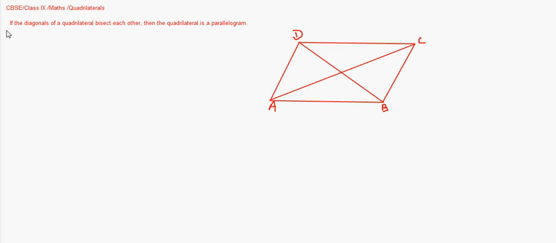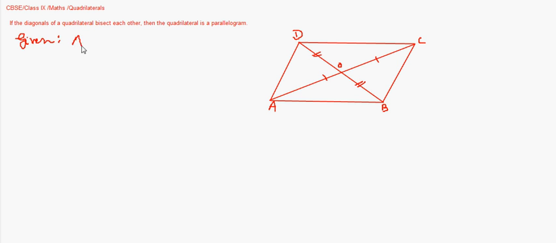It says the diagonals of a quadrilateral bisect each other. That means, if I name this point O, AO is equal to OC, BO is equal to OD. We have to prove it to be a parallelogram, and to do so we again have to prove CD parallel to AB and AD parallel to BC. We write the same way as we did in the previous question.